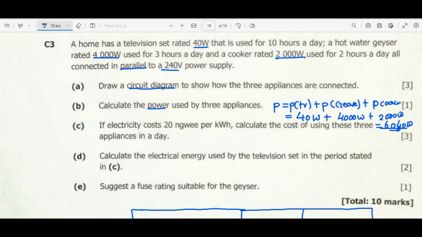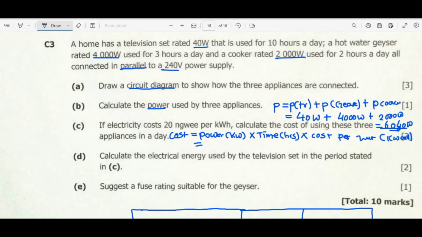Now the formula for cost is equal to power, and we need to make sure that the power is in kilowatts, then multiply by time. The time should be in hours. So in case you are given minutes or days, convert to hours. Then multiply by the cost per unit. Now the cost per unit, remember, should be in kwacha.